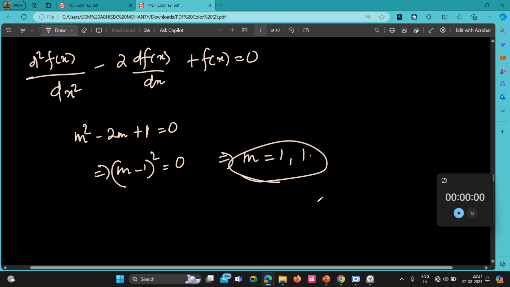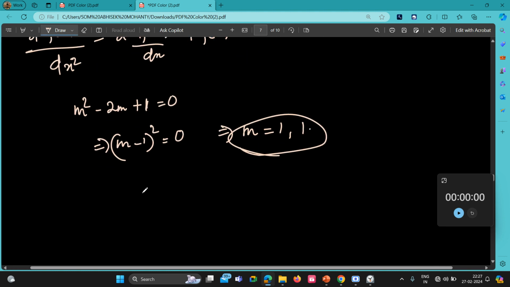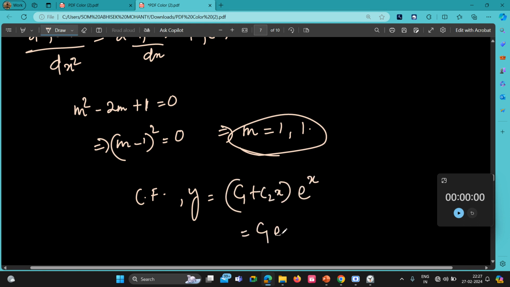So if I write the solution, or the complementary function for this, that is y is equal to (c1 plus c2 x) e to the power x. That is the solution for this kind of thing. So c1 e to the power x plus c2 x e to the power x. Okay.